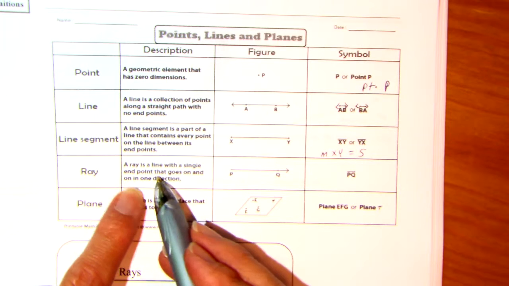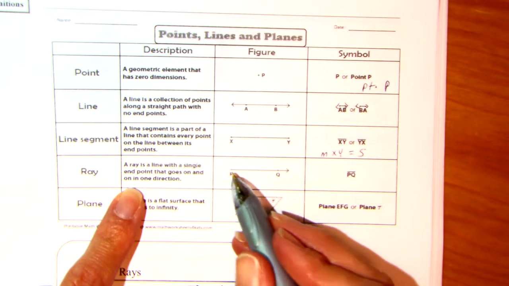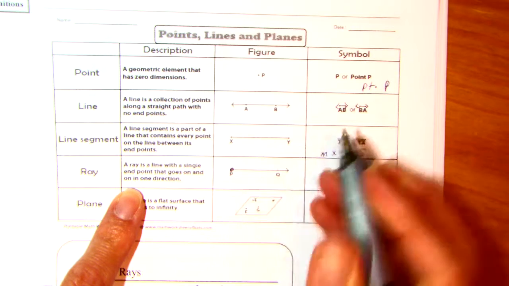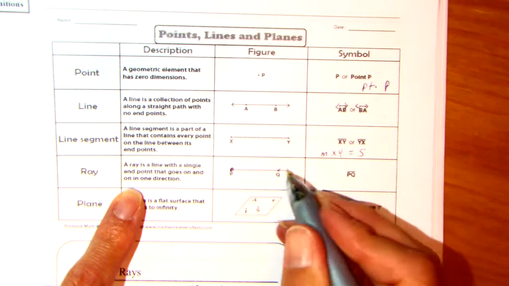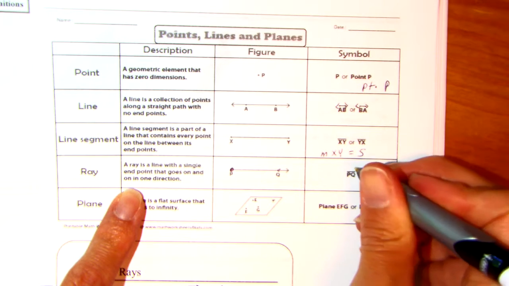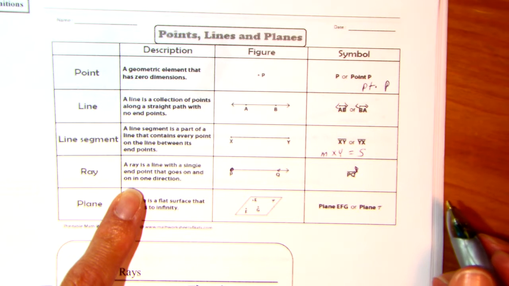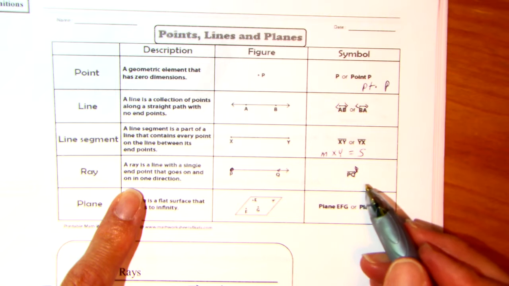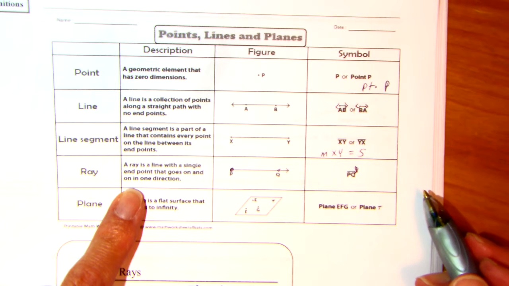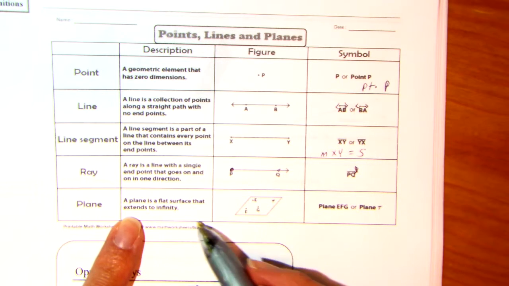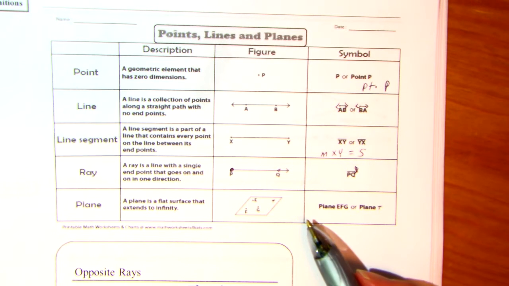A ray is a line with a single endpoint that goes on in one direction. So here's our endpoint, and it goes on forever. This is a ray. I'm going to put the arrow after the Q, PQ, but it's not QP. You cannot flip those around like you can a line. And a plane goes on forever. Lines are not in the same straight line.